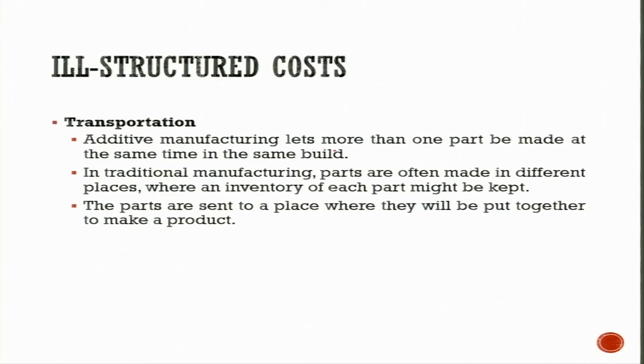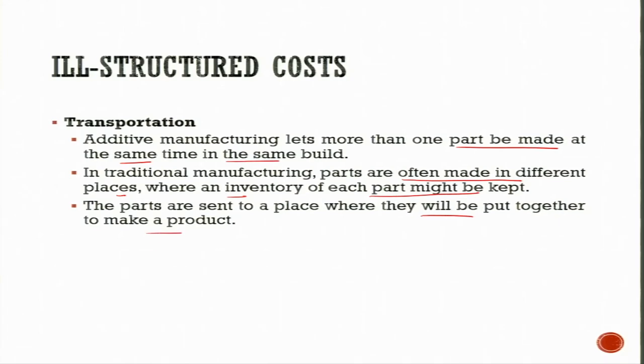Additive manufacturing lets more than one part be made at the same time in the same build. This makes it possible to make a whole product in one go. In traditional manufacturing, parts are often made in different places where an inventory of each part might be kept. Then those are to be transported from those places to a single settling location. The parts are sent to a place where they will be put together to make a product.